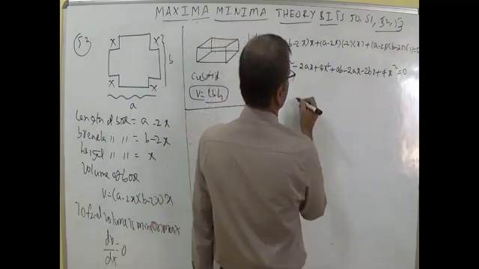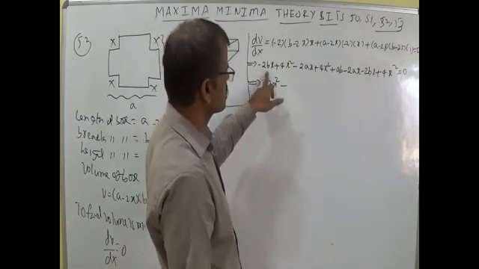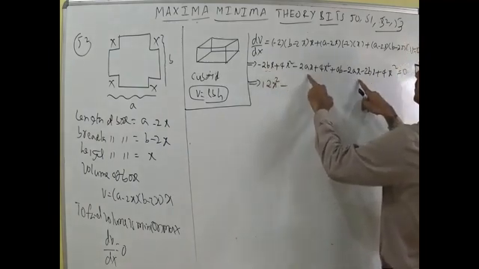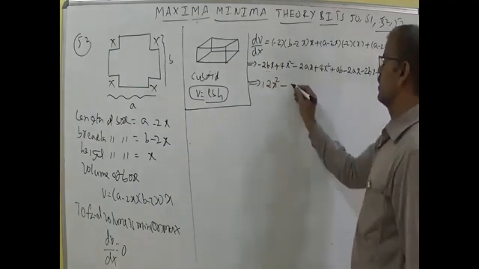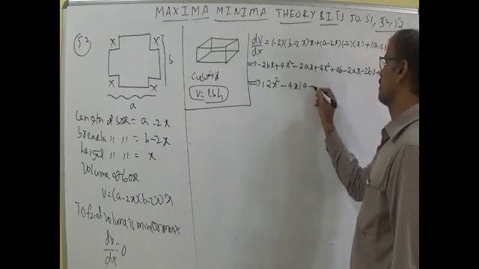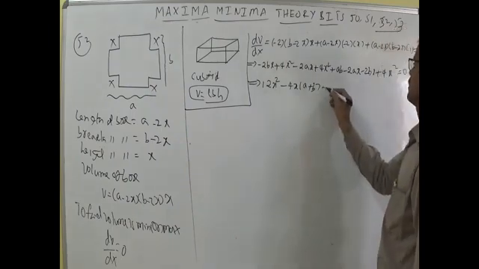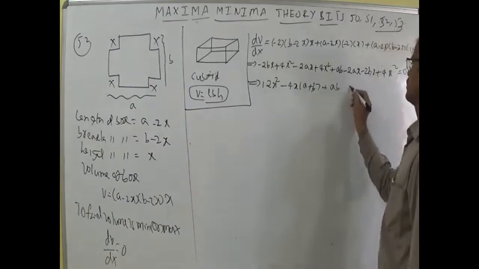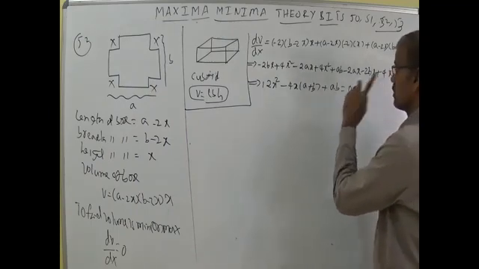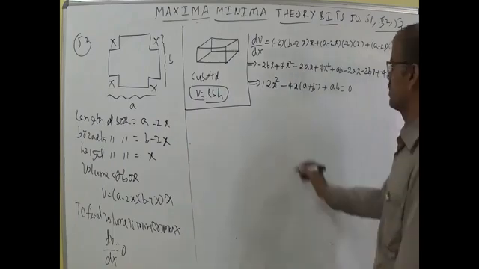12x square. Minus x terms: minus 2bx, minus 2bx, minus 4bx, and minus 4ax. If we take common minus 4x, we can write a plus b in the bracket. At last, ab equal to 0. That's all. Now, let us consider this is a quadratic equation.